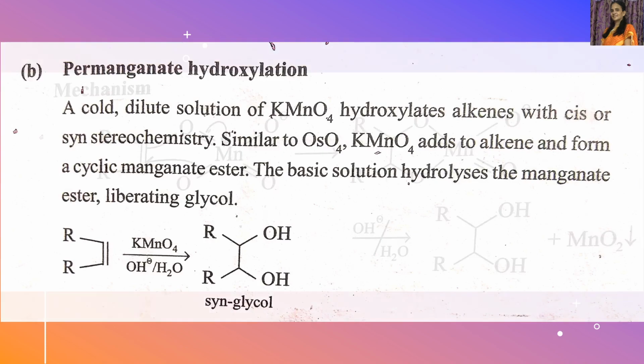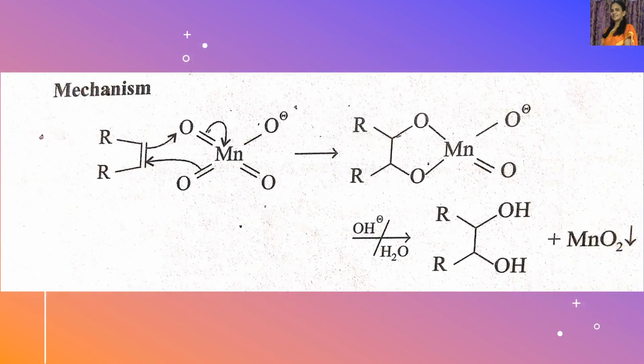Anti or trans. Now let's see the mechanism of this reaction. Here we can observe this is an alkene, and this is the permanganate ion, KMnO4, with K plus removed. This is O minus, MnO4 minus. With the help of this bond, it forms a bond between oxygen of MnO4 minus and carbon of this alkene.